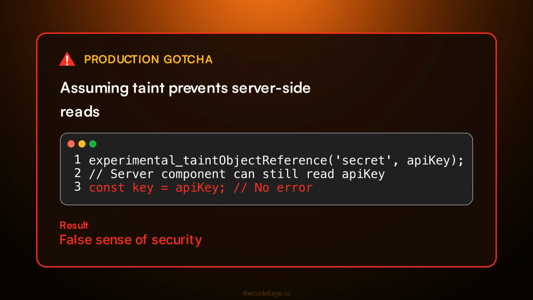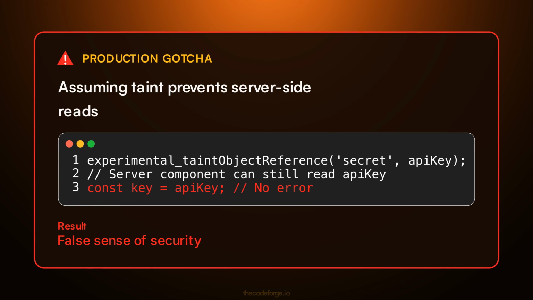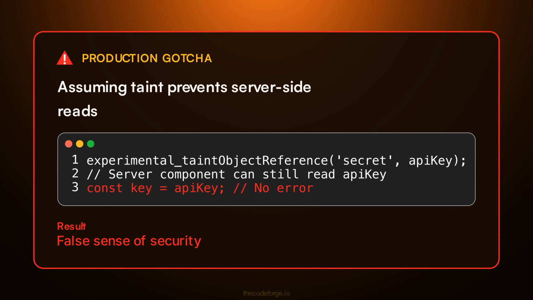The Taint API does not prevent server components from reading sensitive data. It only prevents that data from being transferred to a client component. If a server component reads an API key and uses it server-side, that's fine. But if it passes the key to a client component, the taint check triggers.